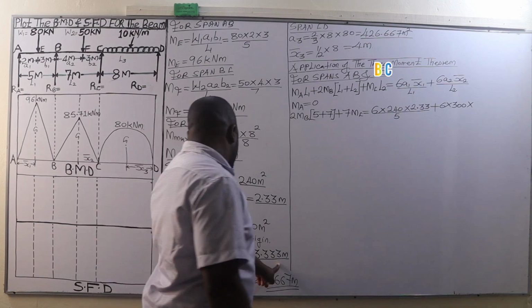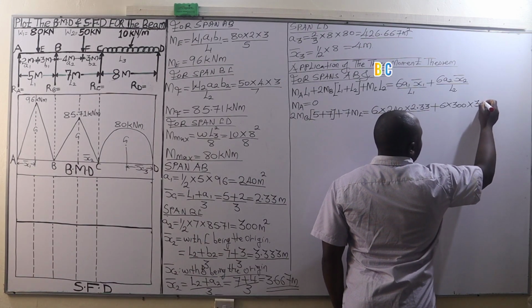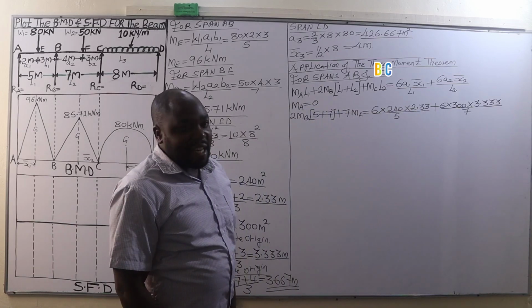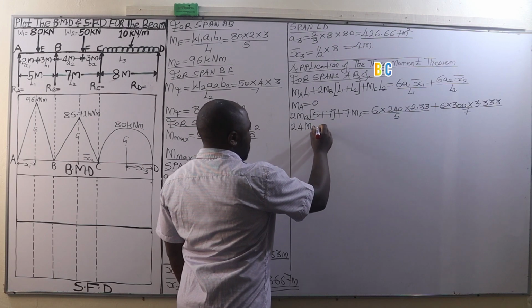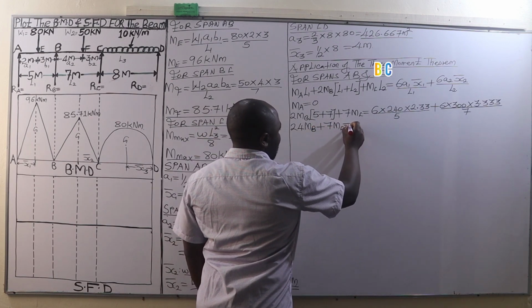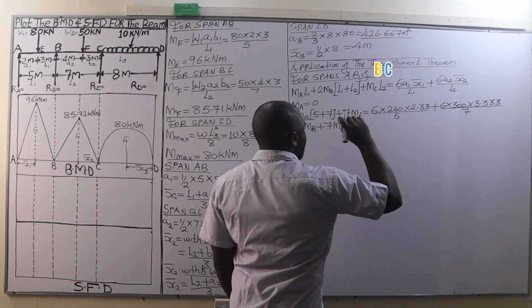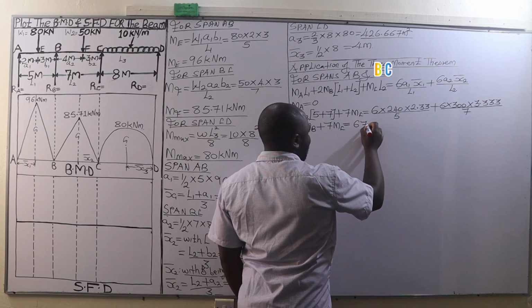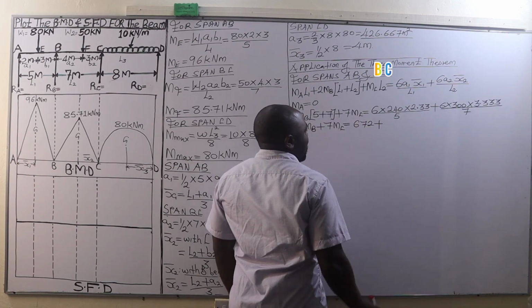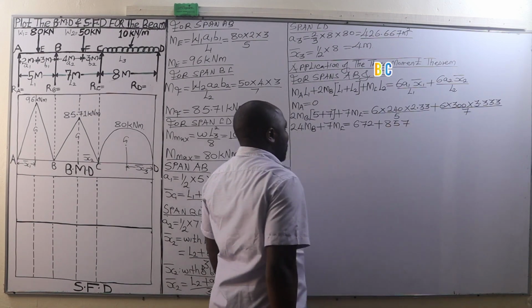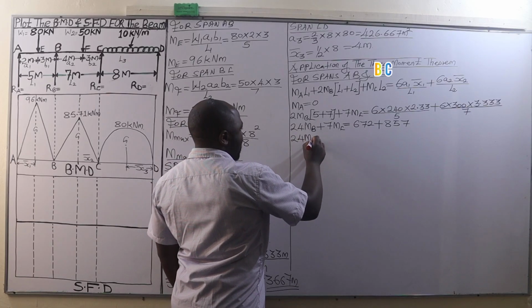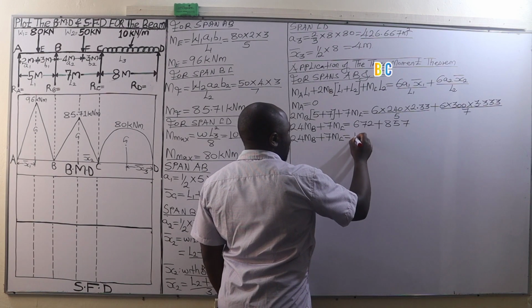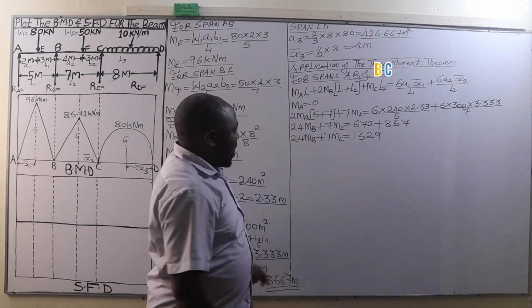and that is 3.333 recurring, C being the origin, we divide by L2, which is 7 meters, so we have 24 MB plus 7 MC being equal to 6 times 240 times 2.33 divided by 5, that is 672, plus the other part will give us 857, and this is going to lead us to 24 MB plus 7 MC being equal to, when we add these two, they are going to give us 1529.